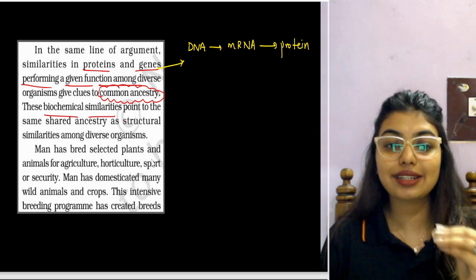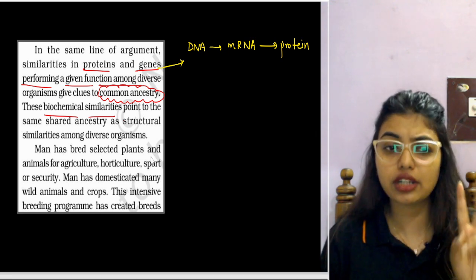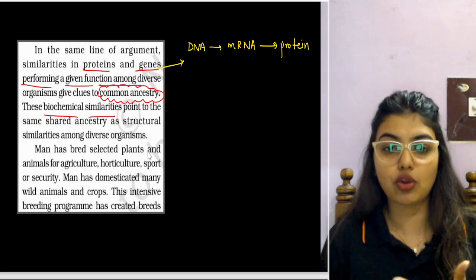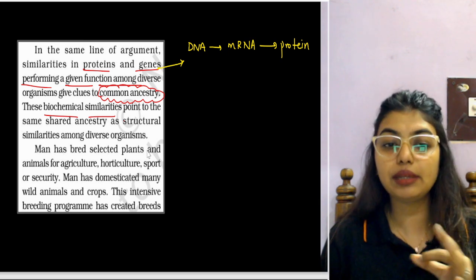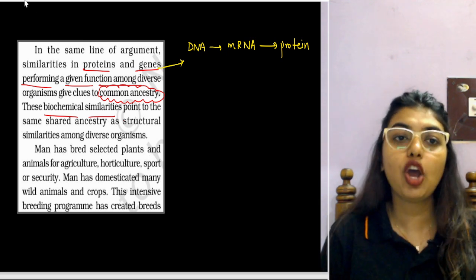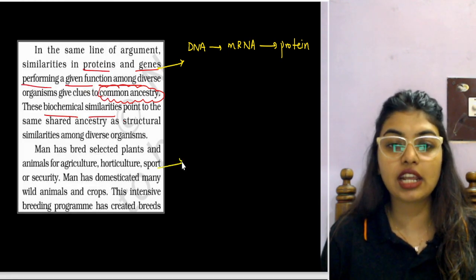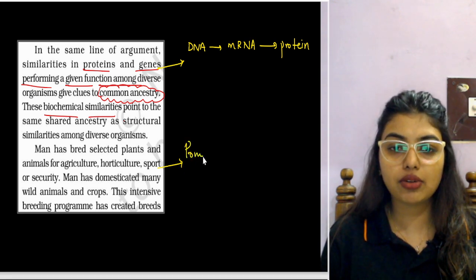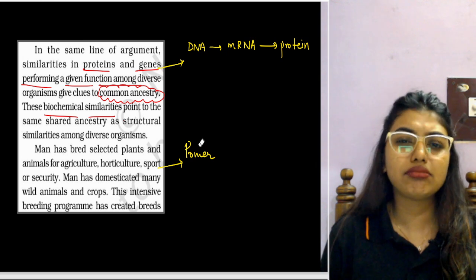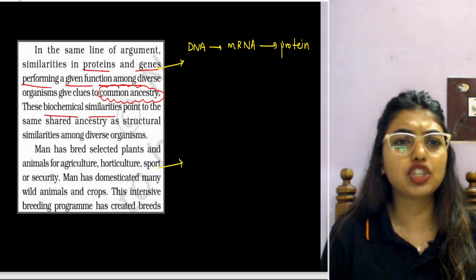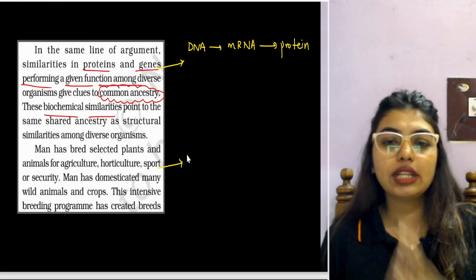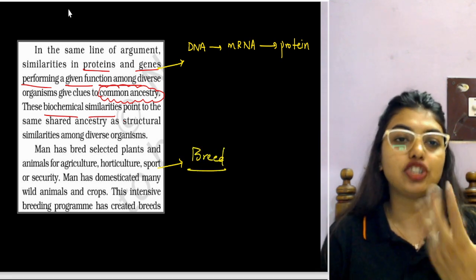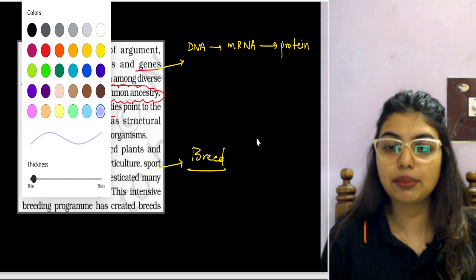Man has bred selected plants and animals for agriculture, horticulture, sports, or security. Man has domesticated many wild animals and crops. This intensified breeding program has created breeds. Now, students, all of you would have seen the English Retriever. A mix of which dogs is that, students? Pomeranian and some Indian breed, or a mix of German Shepherd and some other dog. So people have been making breeds of not just dogs. I'm just giving a very generalized example, but haven't you seen the purple cabbage?